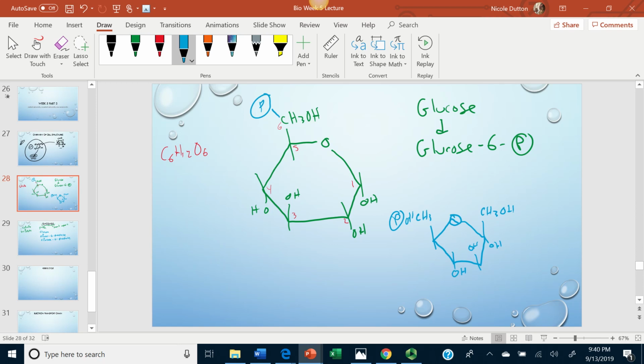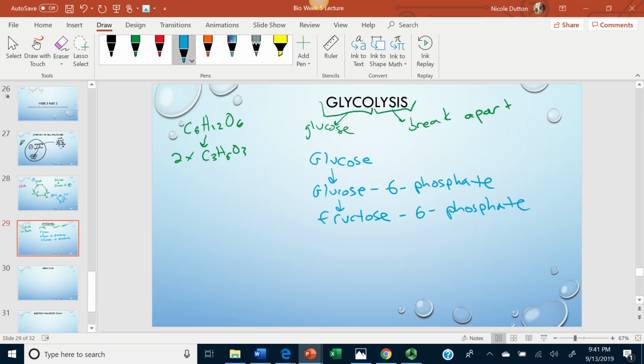hexagon, sorry, now it's a pentagon, and it looks a little bit more symmetrical, except for the fact that we have this phosphate on this 6th position carbon, and we don't have a phosphate on this carbon. That would make it truly symmetrical. So that's literally the next step that we're going to do.